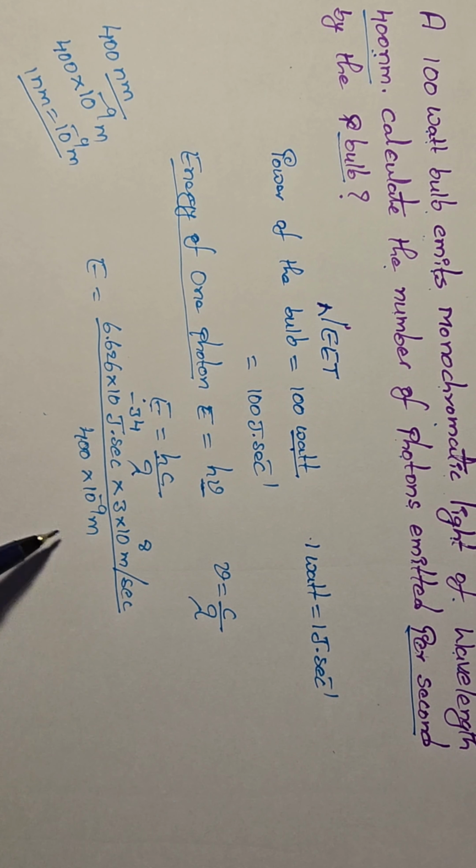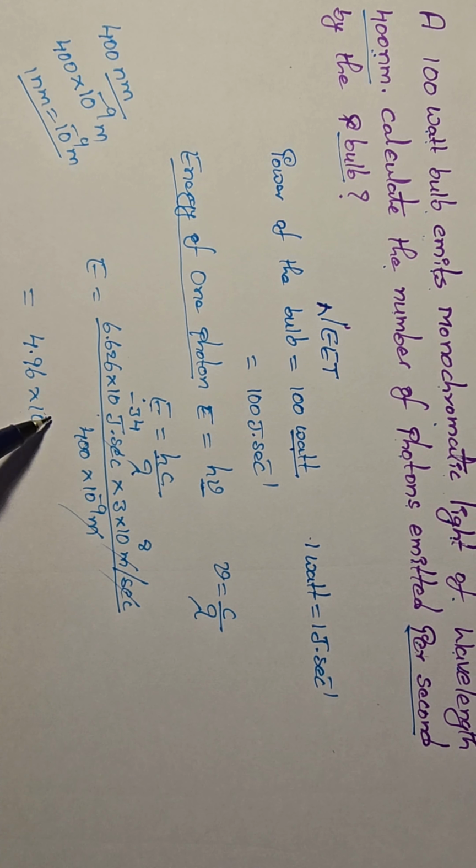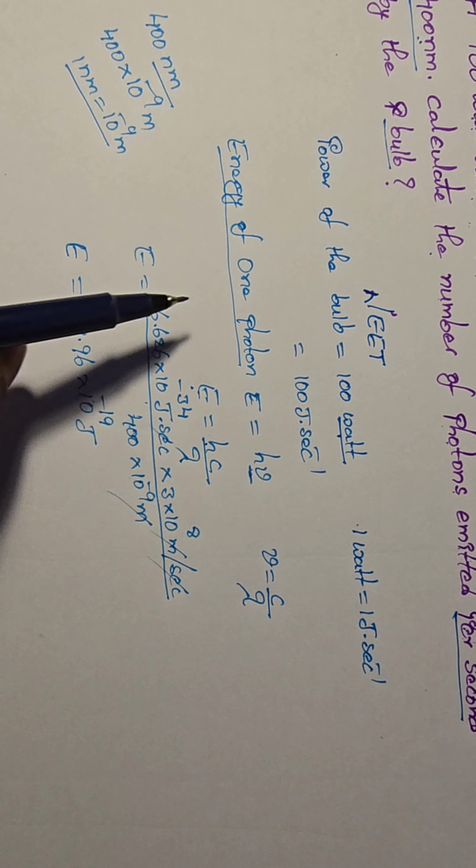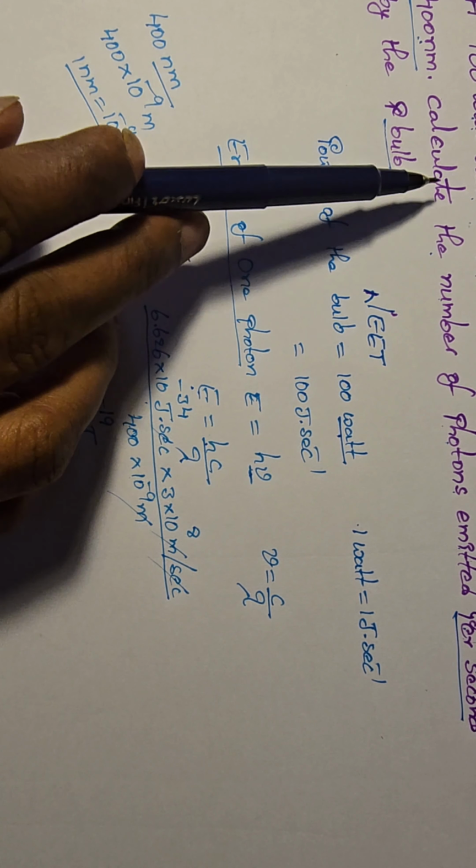What are the common units here? The meters and seconds get cancelled, and only joule remains. After simplifying this value, we get 4.96, almost 5 into 10 power minus 19 joules. This is the energy of 1 photon. Now, what is being asked here?